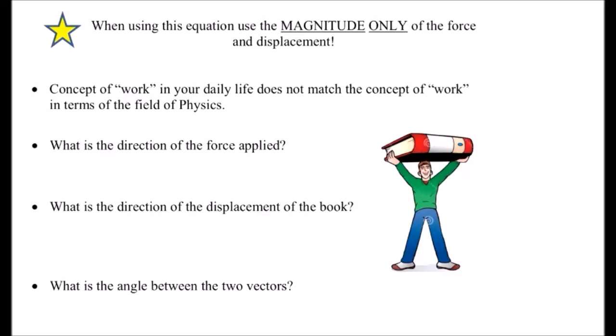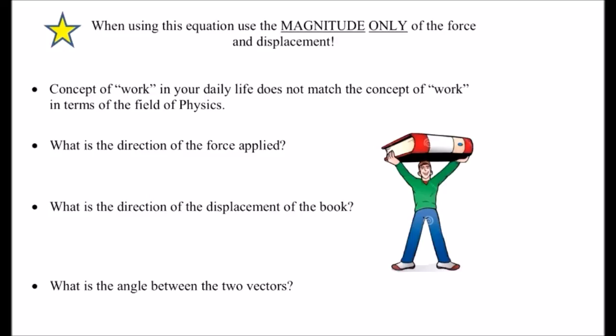Same two situations, all right? I'm going to push up on this, but I don't care about my force. I care about gravity. Which way is gravity pointing? Down. Which way is the displacement vector pointing? Up. What's the angle between up and down? 180. What's the cosine of 180? So what kind of work did gravity do on the book? Negative.